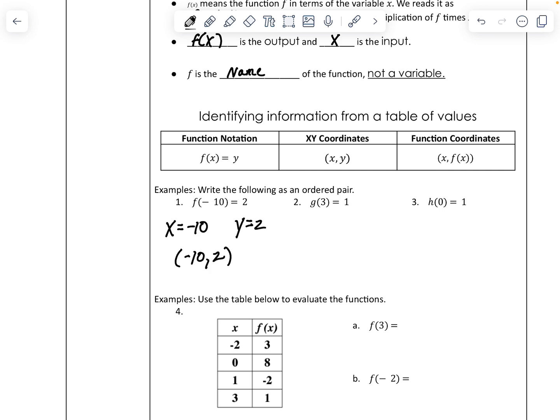G of 3 equals 1. Now, G is just the name of the function. It doesn't always have to be f. So remember, inside your parentheses is your x value, and after the equal sign is your y. H of 0, again, name of the function. So we have 0, 1.